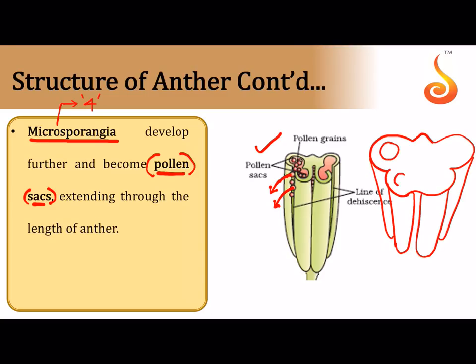There's 1, there's 2, there's 3, there's 4, 2 in each lobe, and now you can see they're filled with pollen grains. So now you will call these microsporangia, which are filled with pollen grains, the pollen sacs. And like I told you, they are cylindrical, they extend throughout the length of the anther. They are not just a circular structure, they're actually cylindrical structures. See how it is extending throughout the length of the anther, correct?